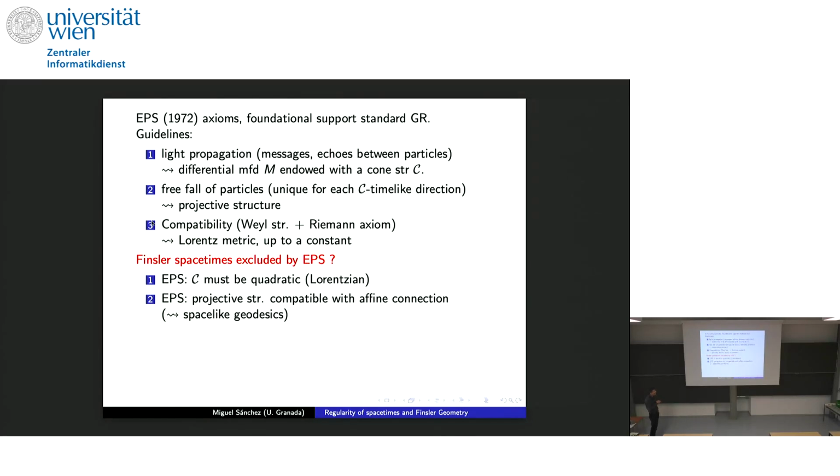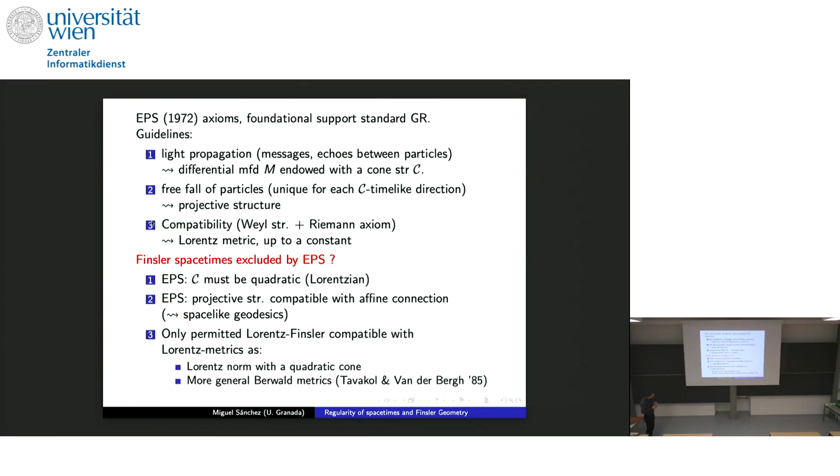In principle, Finsler spacetimes are then excluded by these EPS arguments, because the cone structure must be a quadric, and then at the end must be Lorentzian. And the projective structure must be compatible with an affine connection, and then it's not a nonlinear one. And in particular, we will have space-like geodesics. So in principle, these axioms would only permit Lorentz-Finsler metrics which are compatible with Lorentz metrics. For example, a Lorentz norm with a quadratic cone, or the so-called Berwald metrics, which admit a nonlinear connection with, at the end, affine connections.